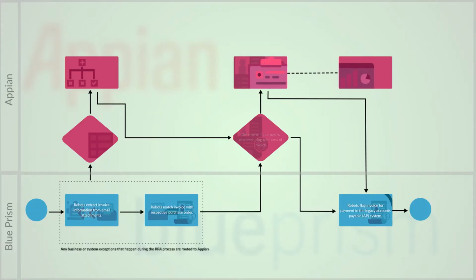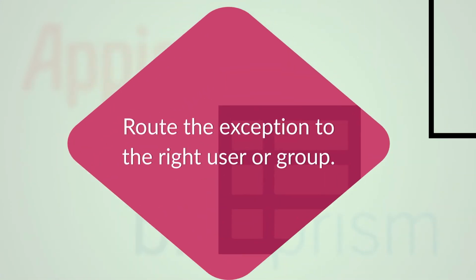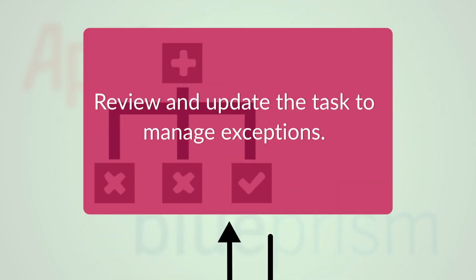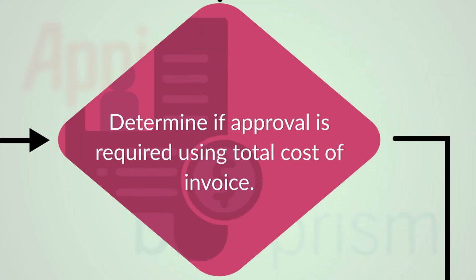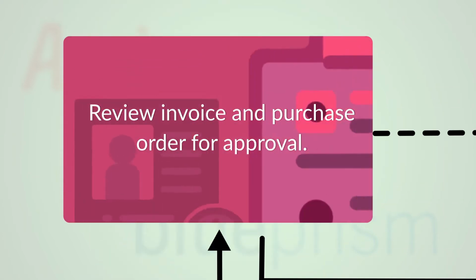When the exception is triggered, Appian uses data it receives from Blue Prism to determine which group of users should be assigned a task. Data includes the process that triggered the exception and the priority of the issue. Once the exception is routed, the assigned users are notified and they can view the task in Appian. Once they complete the task, Appian runs a second check on the data from each invoice to determine if it needs approval. This determination is based on a business rule that checks the total cost of the invoice. If it meets a threshold, a second task is issued.